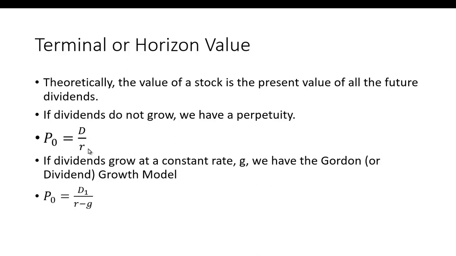required return R. If dividends grow at a constant rate of G, we have the Gordon growth model, sometimes referred to as the dividend growth model, and that says that the price in time period 0, today, equals the dividend in year 1 divided by R minus G, so the required return minus the growth rate of dividends.